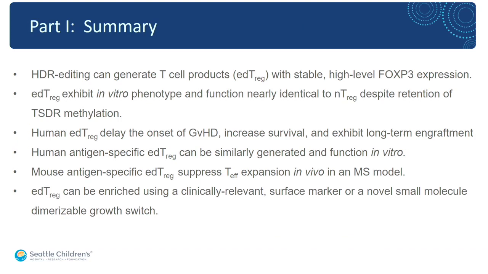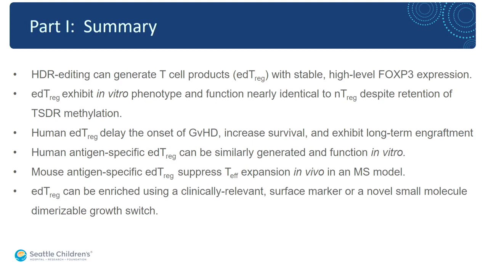So for this part of the talk, I just want to summarize. We've got this platform now where we can make high-level FOXP3 expressing cells from engineered effector cells. These cells have a phenotype of a regulatory cell, even though they maintain this TSDR methylation. They delay GVH using a human cell model. They block EAE in an MS model. And in data which we haven't shown you, in collaboration with Jane Buckner's lab, we've made antigen-specific human T regulatory cells. And these cells also function in vitro.